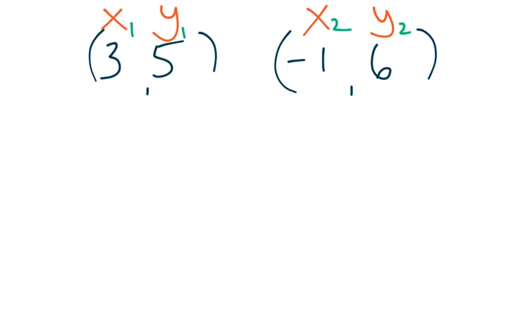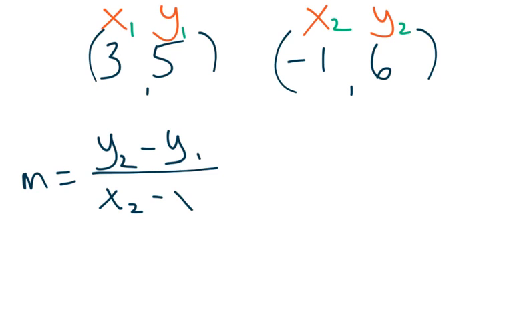So let's rewrite the formula. The formula said y2 minus y1 over x2 minus x1. And so we're just going to work that. It really is subtraction. And you can use your calculator. You don't have to do this in your head.